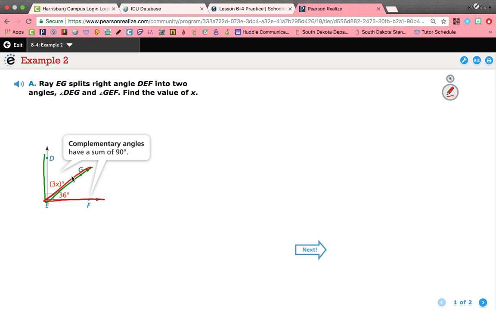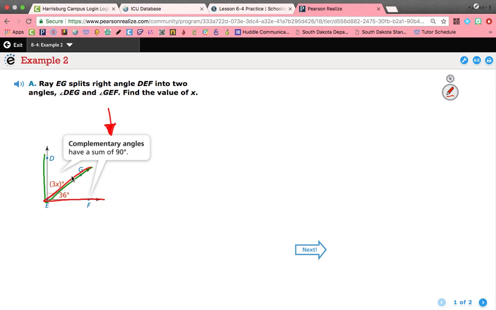All right, these are adjacent angles because they are side by side and they share an arm, but it's also introducing us to the term complementary angles. Okay, so they are adjacent, but they are also complementary, which means they add to be 90 degrees. So how do we solve for x in this case?